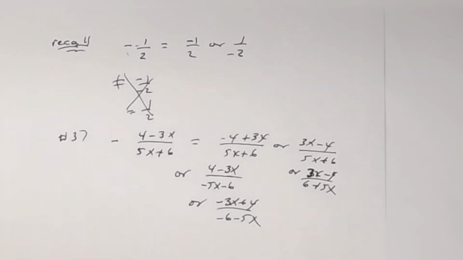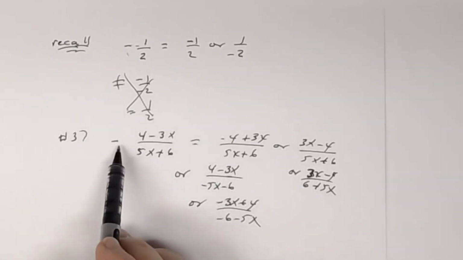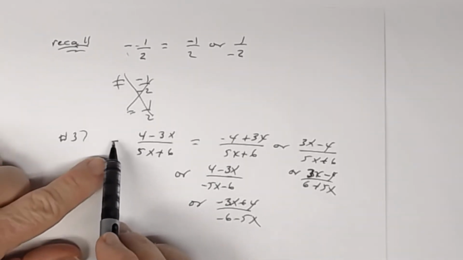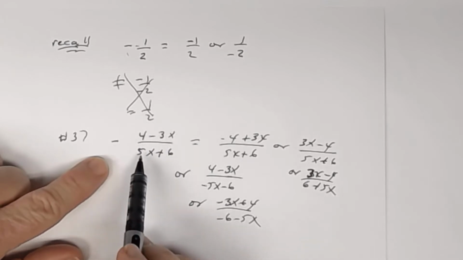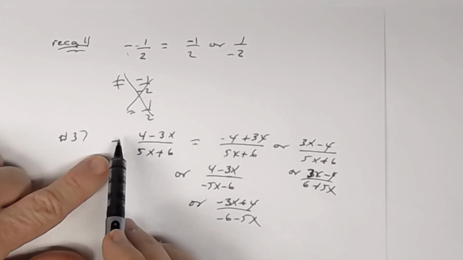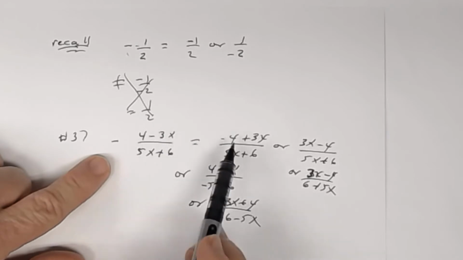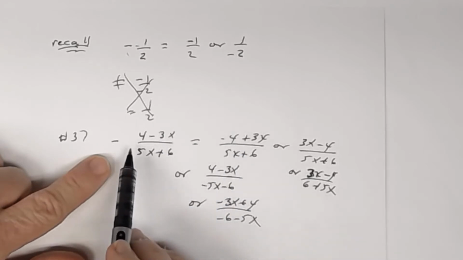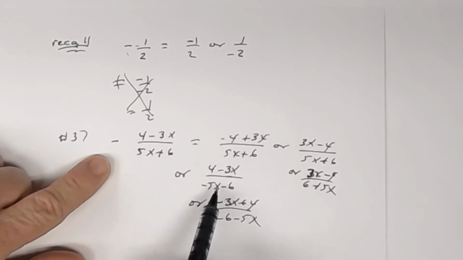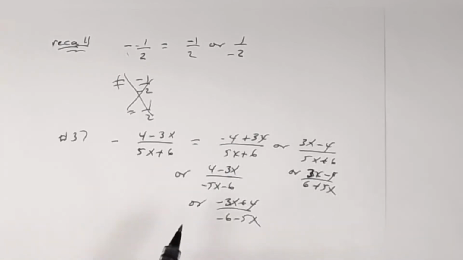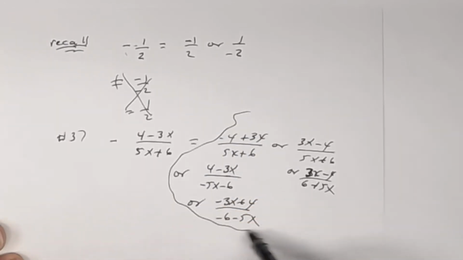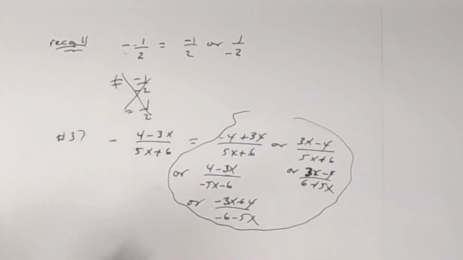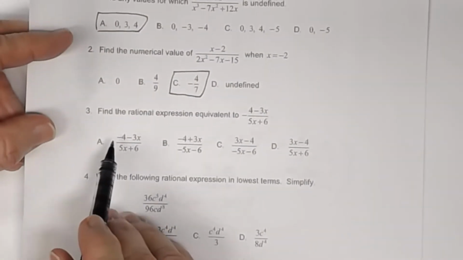All right, but the main point is this. Whenever you have a negative in front of a rational expression, you can rewrite this by distributing the negative in the numerator or distributing the negative in the denominator. And then there are multiple ways of writing what you have. So based on all these possible answers here, all right, let's see what choice is available. So let's look at part A. So part A, notice what they did.